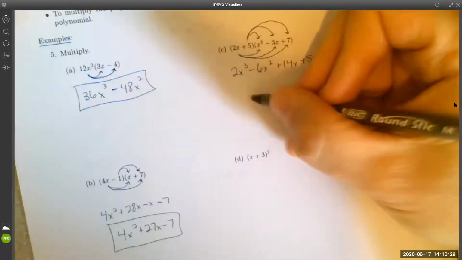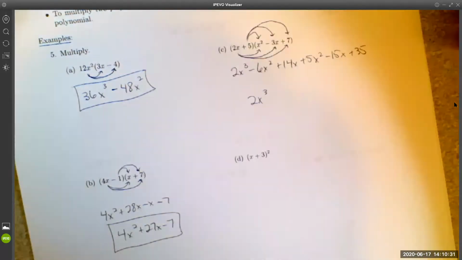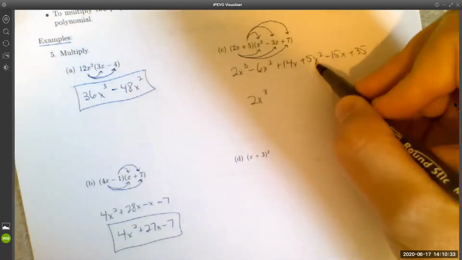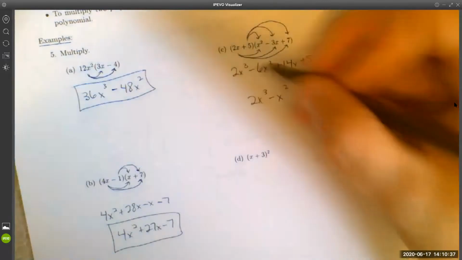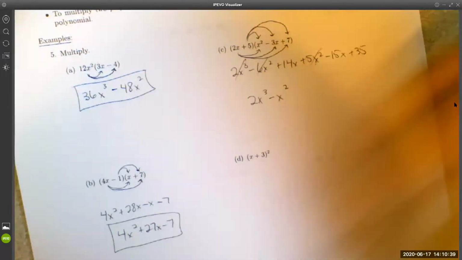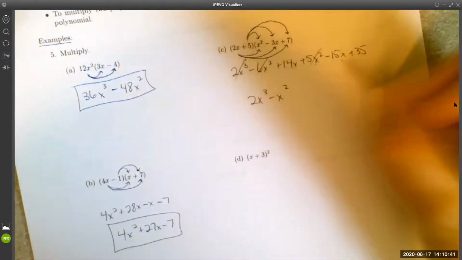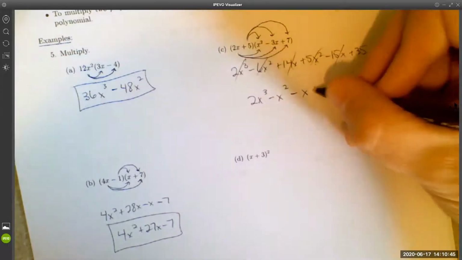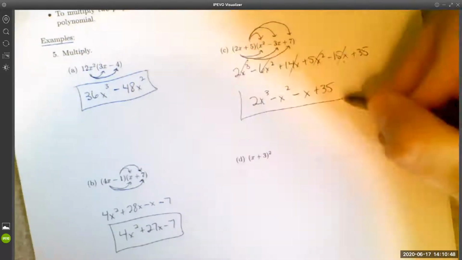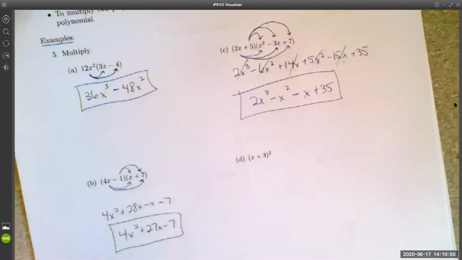So I've got a 2x cubed, I've got a negative 6x squared and a positive 5x squared. That gives me a negative x squared. Cross these off as I go. And I've got 14x minus 15x. That's a negative x. And then I've got a positive 35.